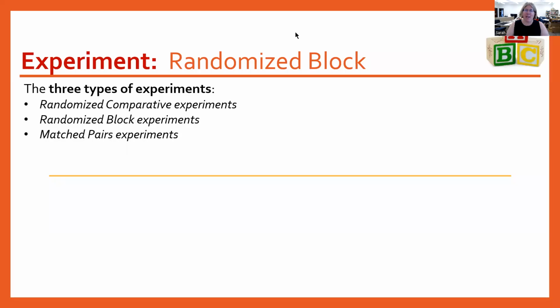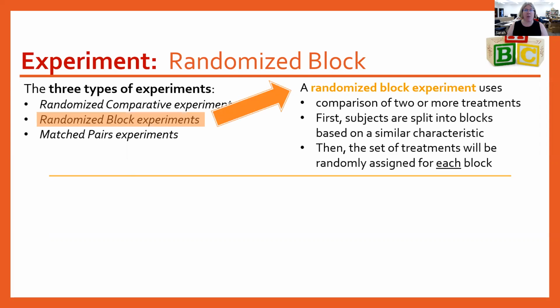Now that we've looked a little bit at how to distinguish between the blocks and the factors and levels, let's go ahead and fully define a randomized block experiment. So a randomized block experiment uses comparison of two or more treatments. So that's the same as the other experiment that we looked at, the randomized comparative.